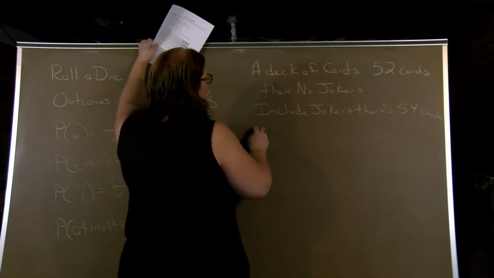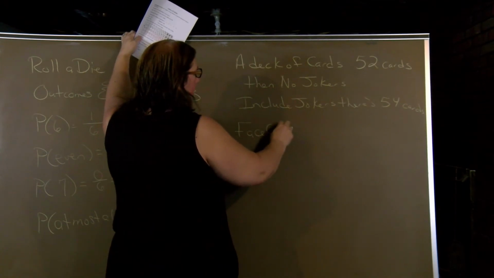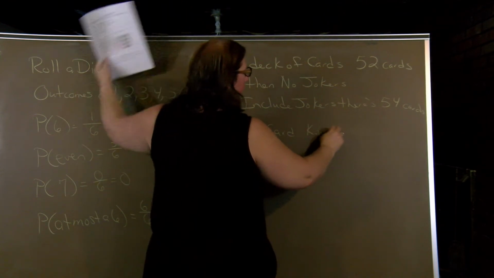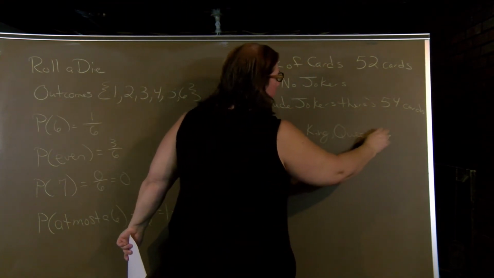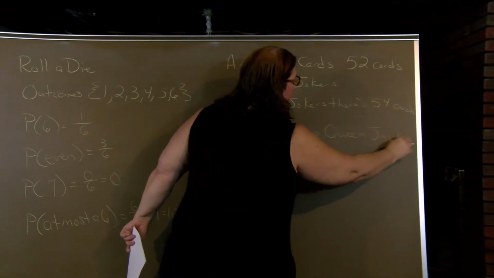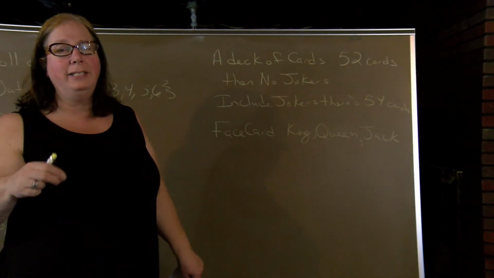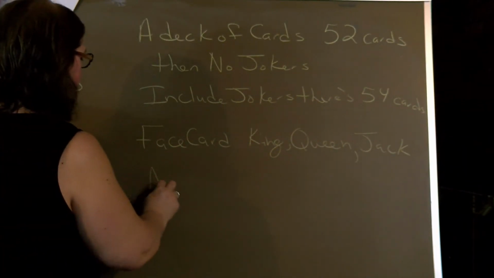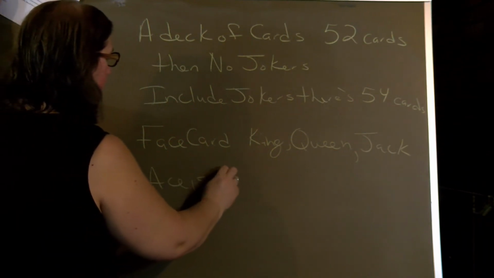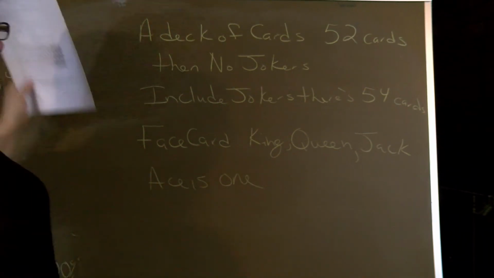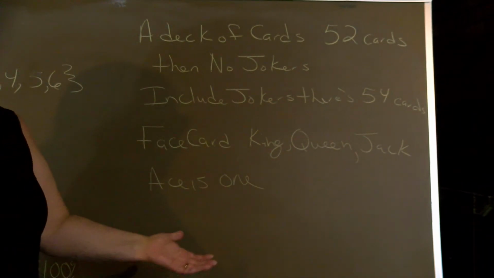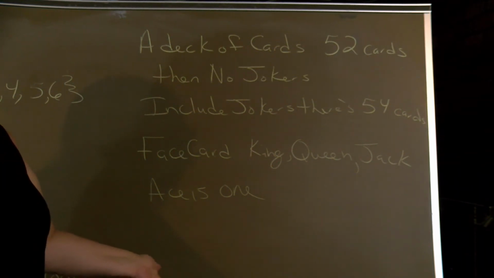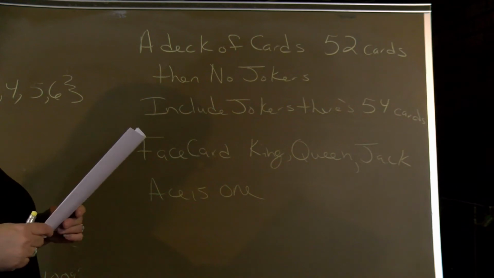When you're looking at them, if they say face card, that's your king, queen, and jack. And those are the only face cards. An ace is a number. It's the number 1. Now on cards, I know it also stands for 11. But when we're talking about the probabilities, I don't think I'll ask you an 11. It would just count as a 1.